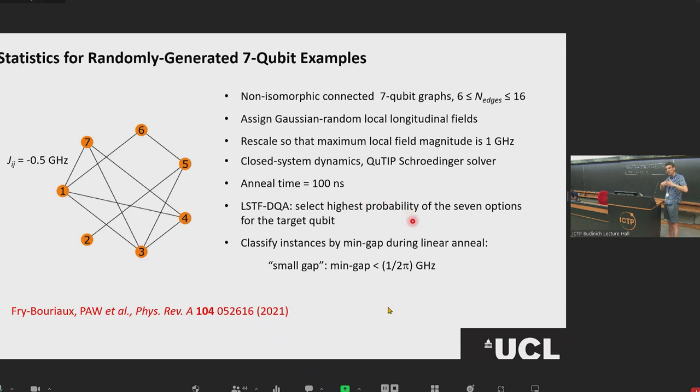Of course, when we're doing this locally suppressed transverse field, we need to select one target qubit to be the qubit with the zero transverse field, and we have a choice of 7. So we basically do it 7 times in this case and select the highest ground state probability of the 7 options that we choose. I guess that's all the technical details.